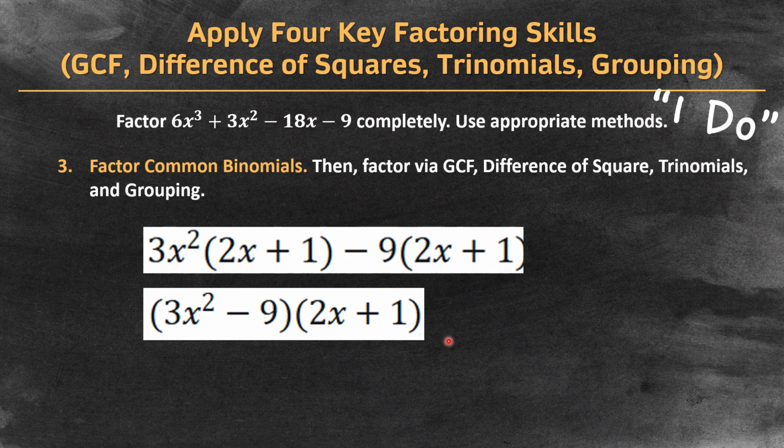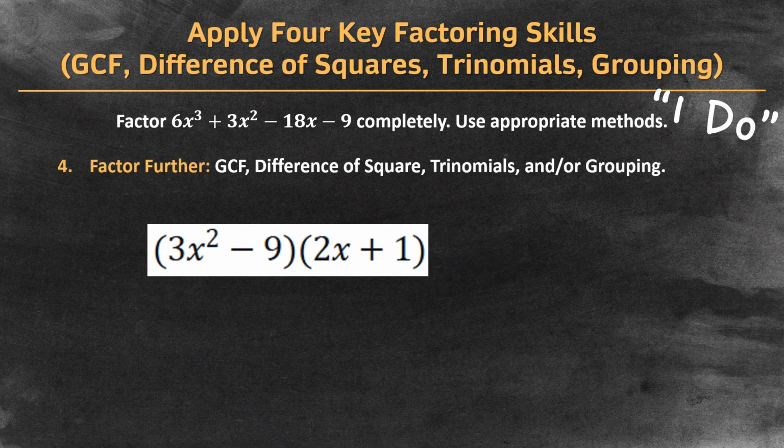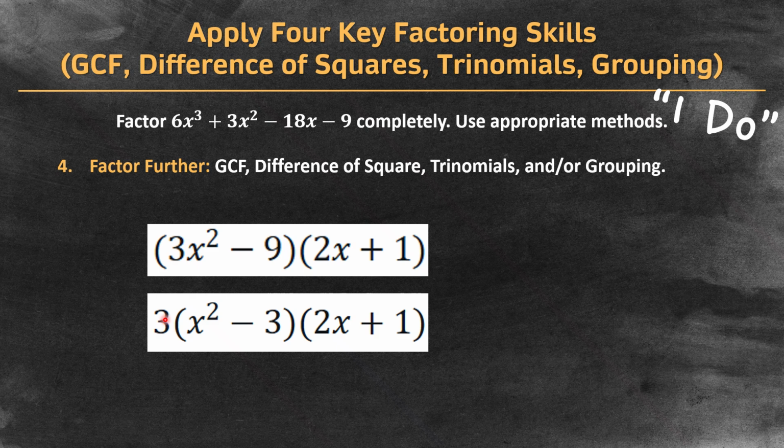And can we go further on? Let's see. Yes, we can. 3x squared minus 9. Well, we can factor the 3 out of the 3x squared minus 9. So 3 times x squared, and this would be minus 3 times 3. Hence, factored out, we have 3 times the quantity x squared minus 3, times the quantity 2x plus 1. That is our final answer.